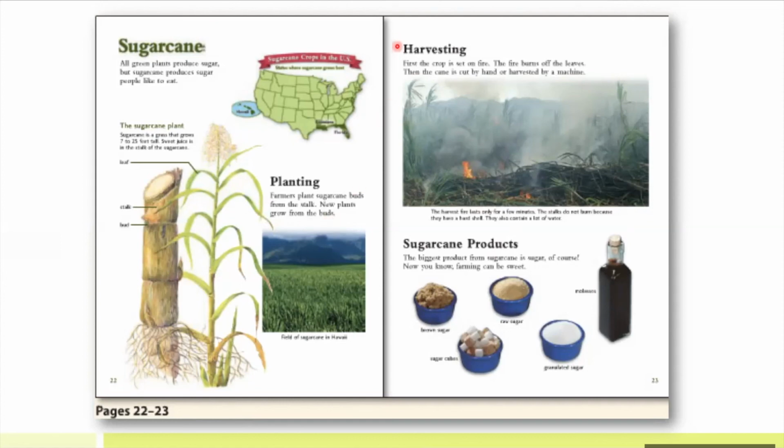Harvesting. First, the crop is set on fire. The fire burns off the leaves. Then the cane is cut by hand or harvested by a machine. Sugarcane products. The biggest product from sugarcane is sugar, of course. Now you know, farming can be sweet.